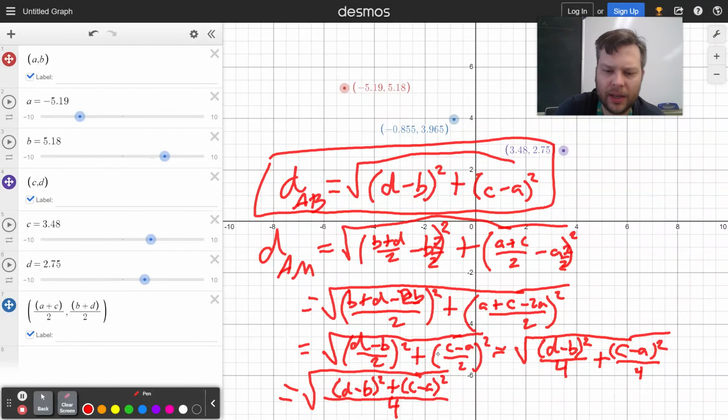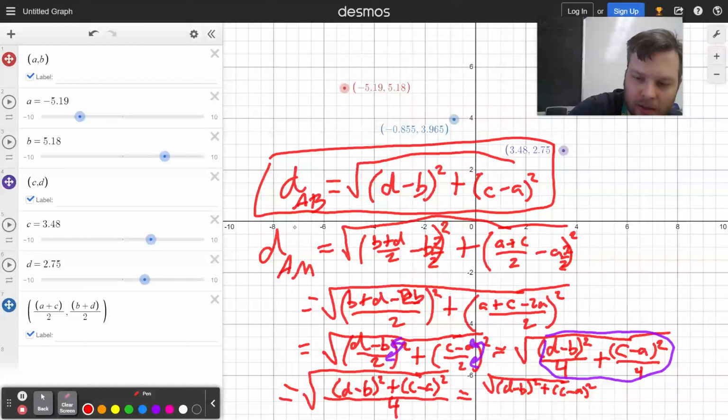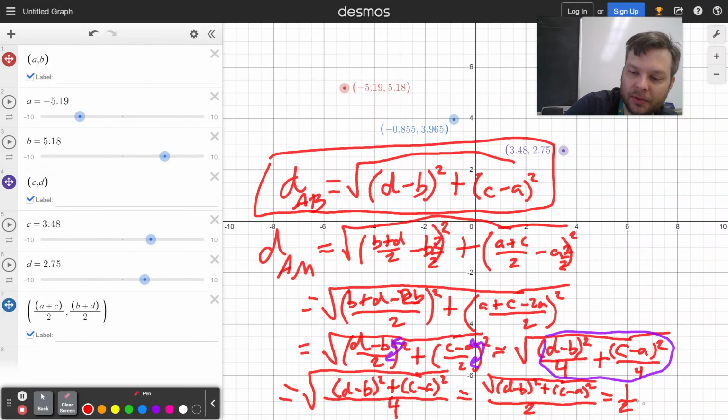You might be worried now, oh wait, we're supposed to show that it's half the distance. Well, just like I distributed here, I squared the top and squared the bottom to get to this step here. I can distribute the square root. Square root of the top, d minus b squared, plus c minus a squared, over the square root of the bottom. And what's the square root of 4? It's 2. Dividing by 2 is the same thing as half. So I have half the original distance.